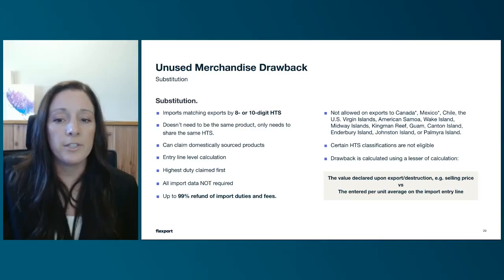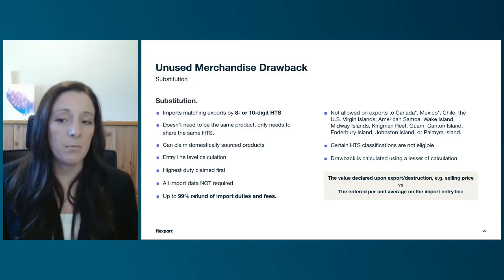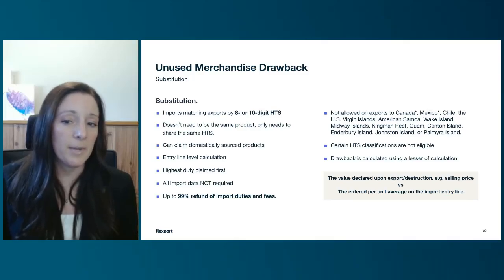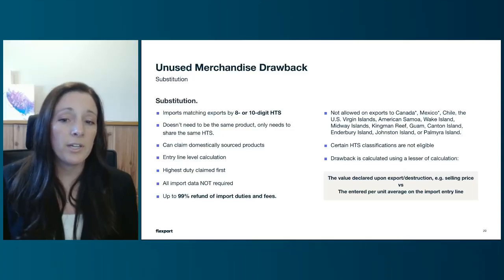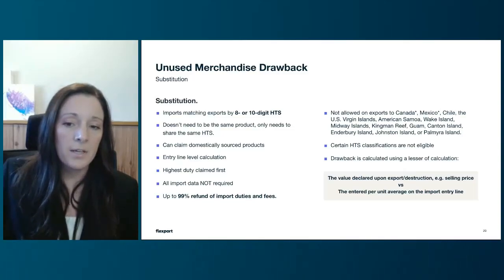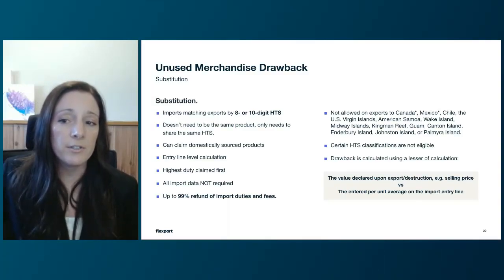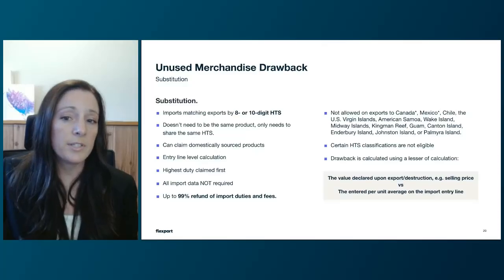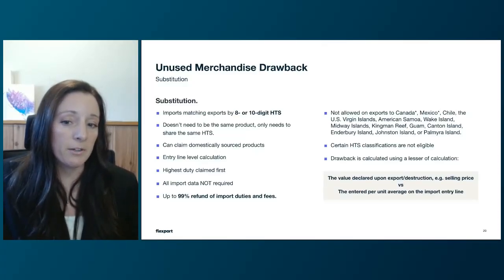The imported goods and exported goods do not need to be the same product. They only need to share the same HTS. And domestically sourced goods that are ultimately exported are eligible too, as long as they share the same HTS code. Other benefits of substitution is that we can claim the highest duty first and don't require all imports in order to prepare a claim.